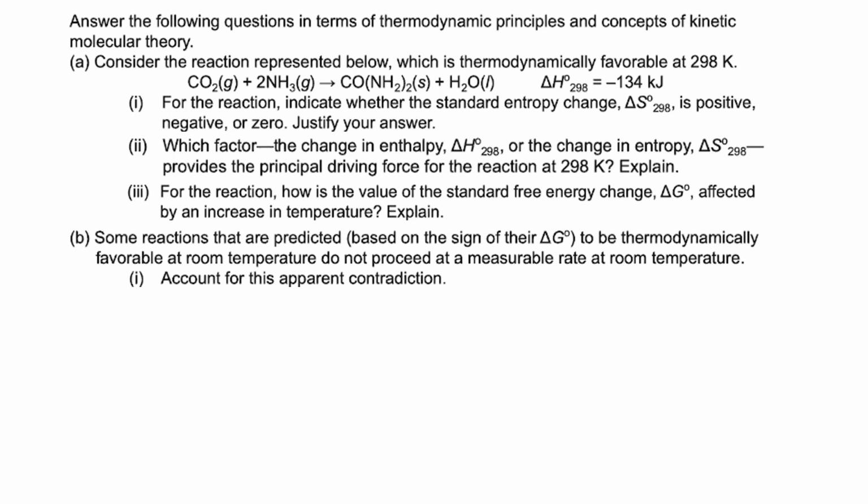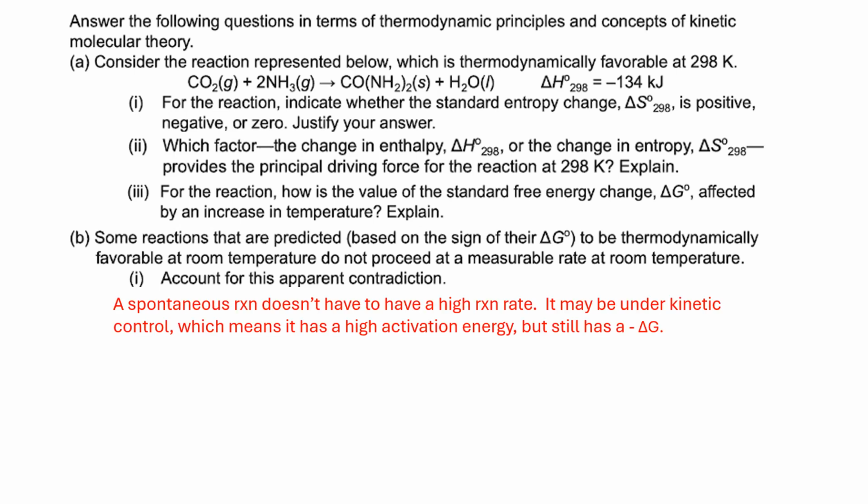All right, and then some reactions that are predicted based on the sign of their delta G to be thermodynamically favorable at room temperature do not go very fast. What is the reason for this? And this is what we just talked about. So a spontaneous reaction doesn't have to happen at a high rate. If it's under kinetic control, it just means it has a high activation energy, but that still can have a negative delta G.